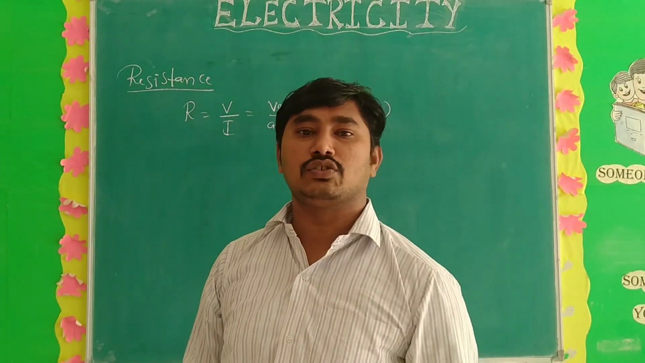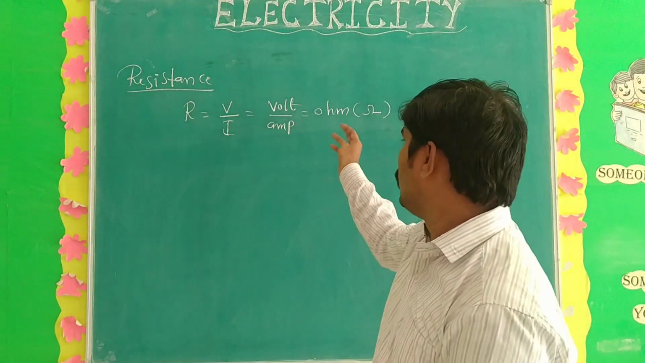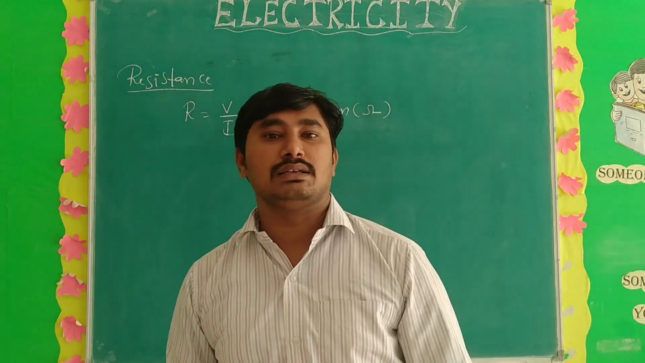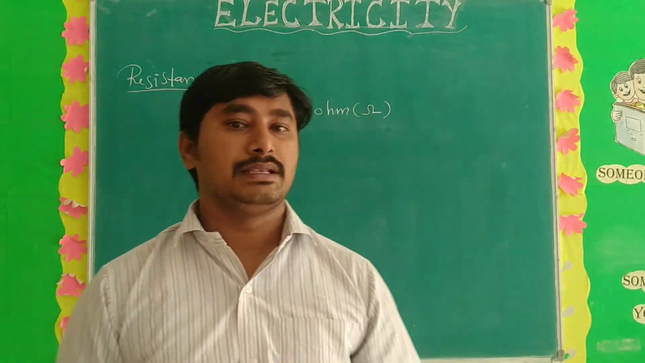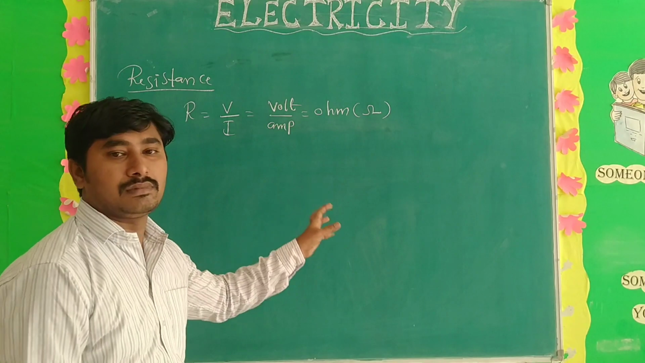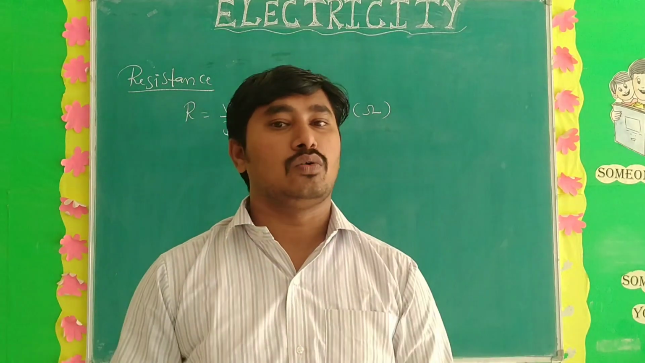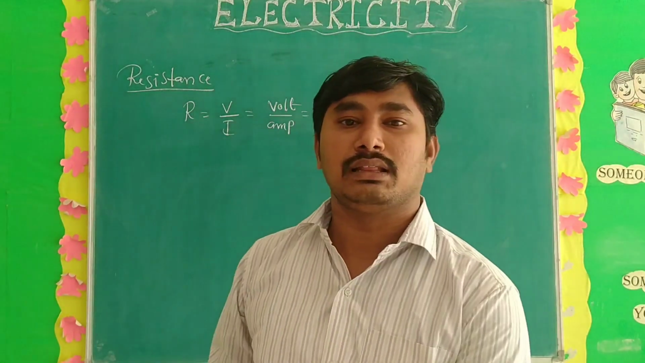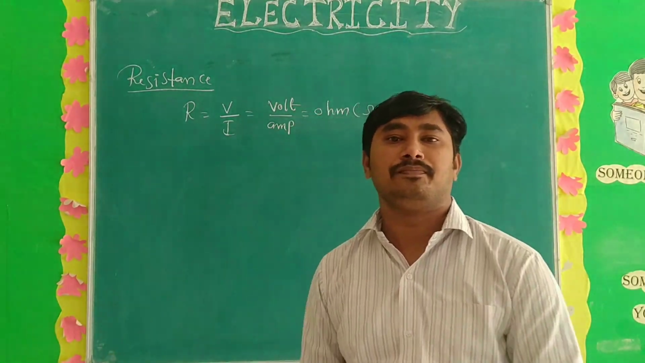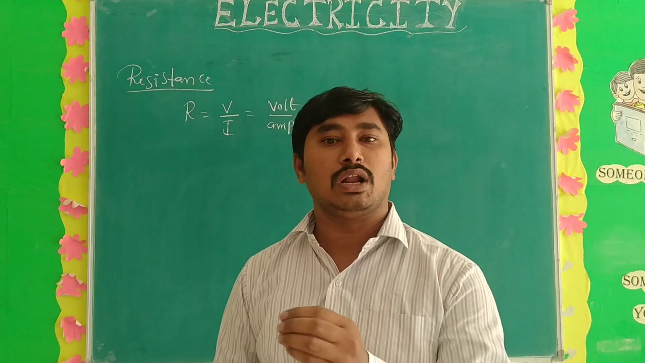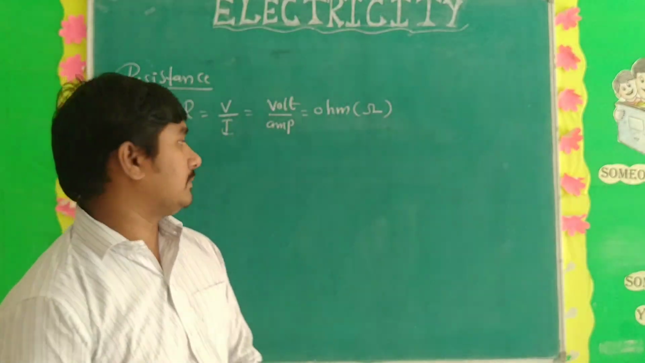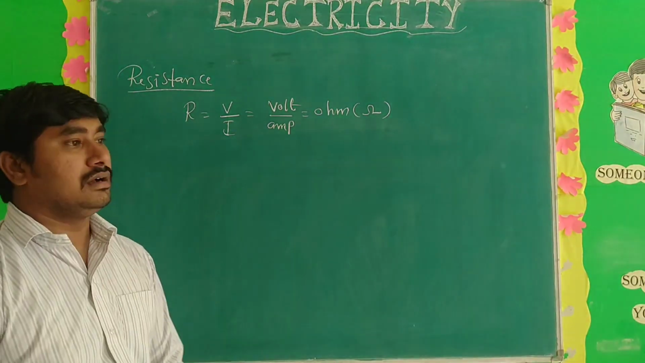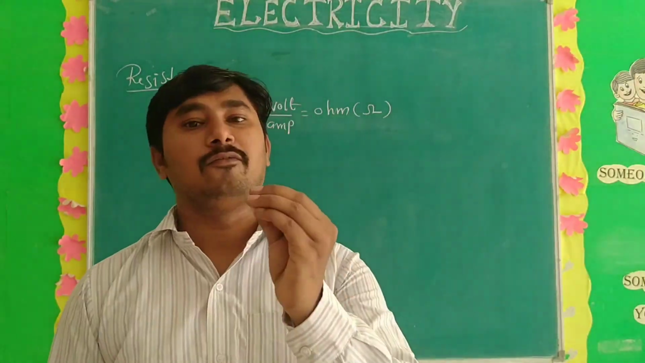So what is the SI unit of resistance? That is ohm. Why was only the ohm taken as the unit? The scientist George Simon Ohm did more work on the particular property of resistance. That's why the unit of resistance is ohm. Understand? 1 ohm is nothing but 1 volt per 1 ampere current. This resistance mainly depends on only 4 factors.